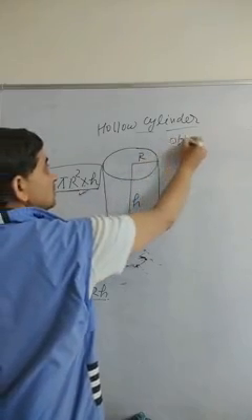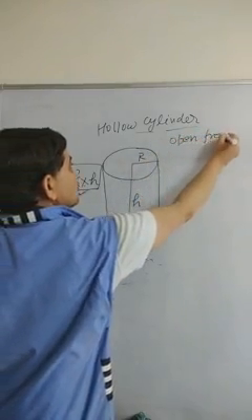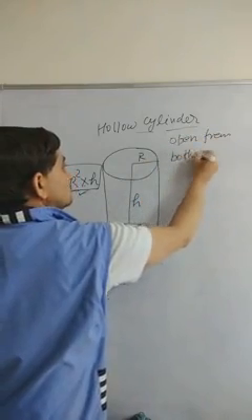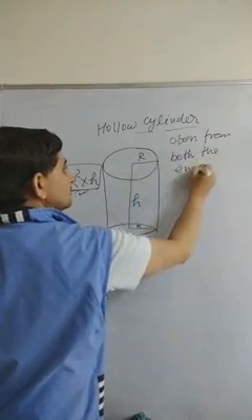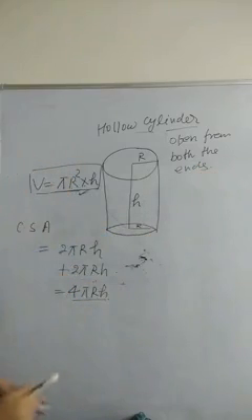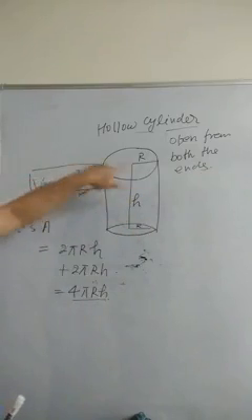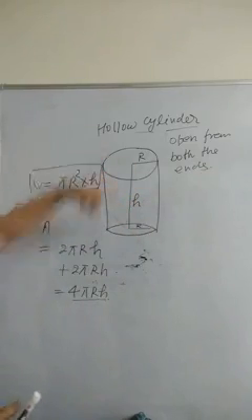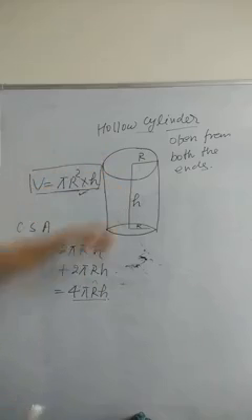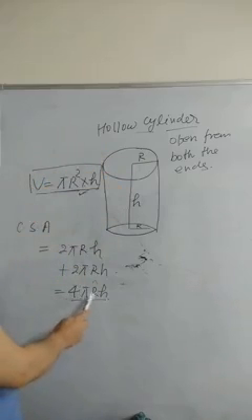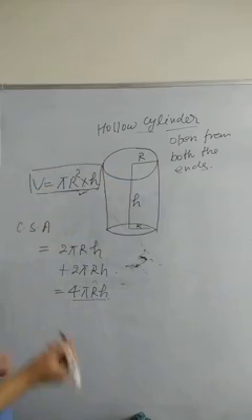Hollow cylinder open from both the ends. So what will the curved surface area be? 2 pi r h from outside you can paint that area, and 2 pi r h you can paint from inside. So the total will be 4 pi r h. This is the curved surface area.